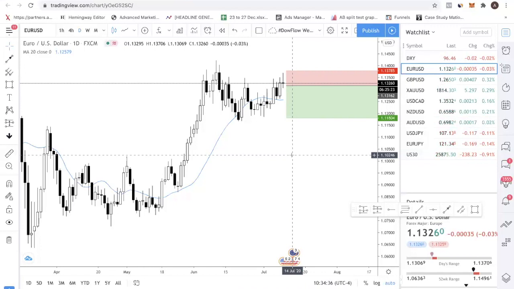So scaling in means you buy more. Let's say you are long $1, you add to your position. It makes sense because when you are right, you want to bet more. And when you're wrong, you want to slowly cut back.